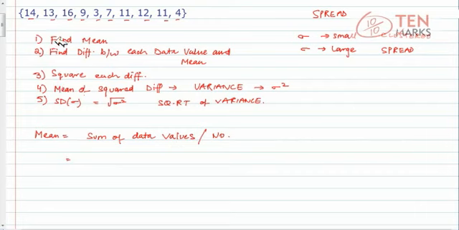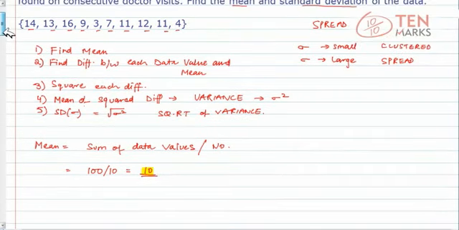In this case, if I add up all of these, I'm going to get 100. I've already added these up, and I'm not going to show you the addition because we know how to add. And the number of data values is 1, 2, 3, 4, 5, 6, 7, 8, 9, 10. So that's 10. Dividing 100 by 10, I get the value of the mean as 10. That's my first answer because the problem asked me to find the mean first. Once I know the mean, I can find the difference between each of these data values and the mean.